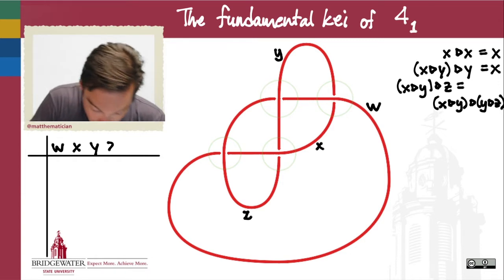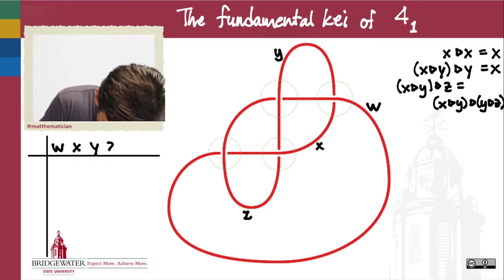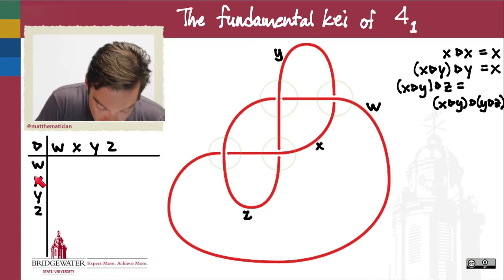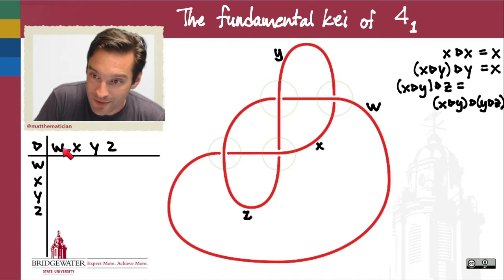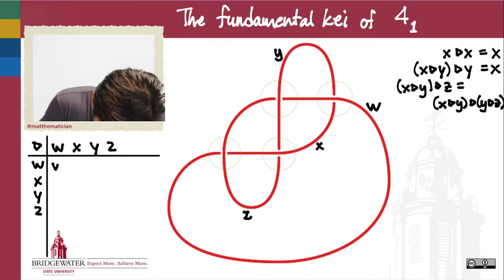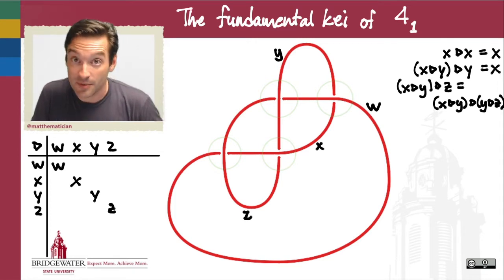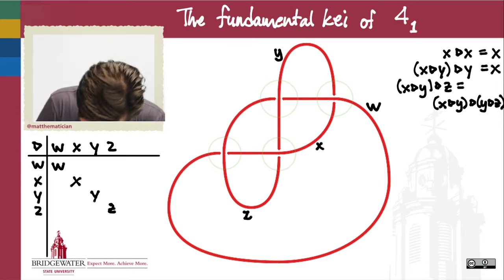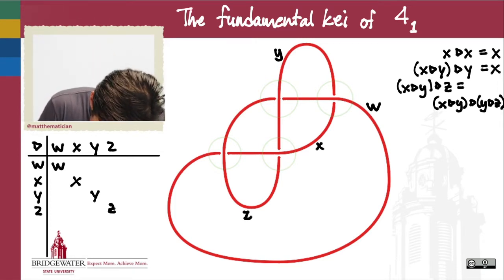Now I need to figure out, for example, what I get in my operation table when I do W triangle W. Well, we have a K operation for that, right? W triangle W we know is guaranteed to be W. X triangle X is guaranteed to be X. Same thing with Y, same thing with Z. So we've already filled in 4 of our entries inside of my table. All right, so let's keep it going.